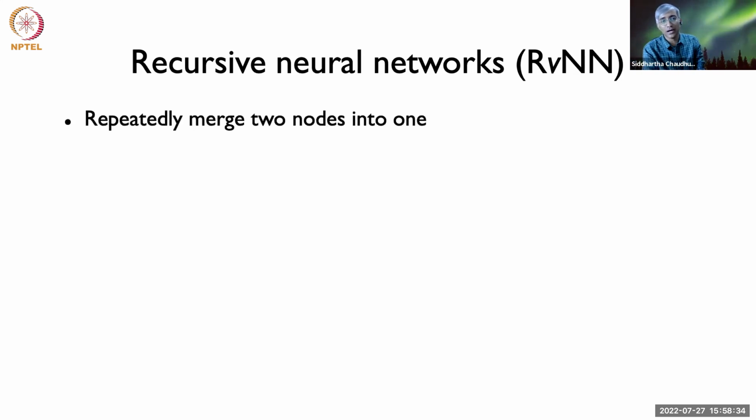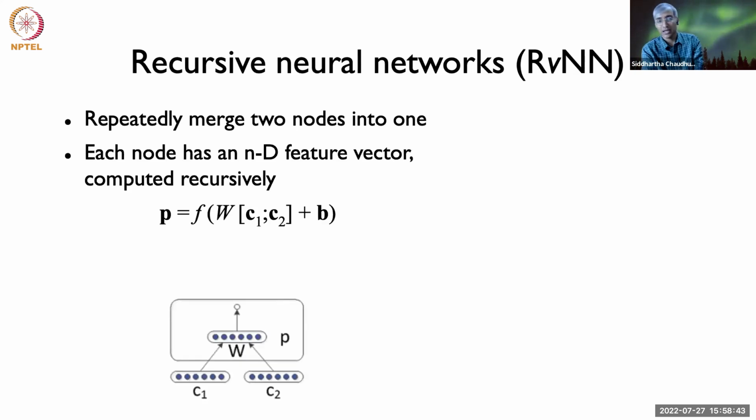Okay, so the idea behind a recursive neural network is exactly what you saw in the visualization of the previous slide. You repeatedly merge two nodes into one. Each node has an n-dimensional feature vector computed recursively, and this happens as follows. So you take this little, atomic unit happening in the tree, where a parent node P is formed by combining the children C1 and C2. So P has a feature vector, C1 and C2 have feature vectors of their own.